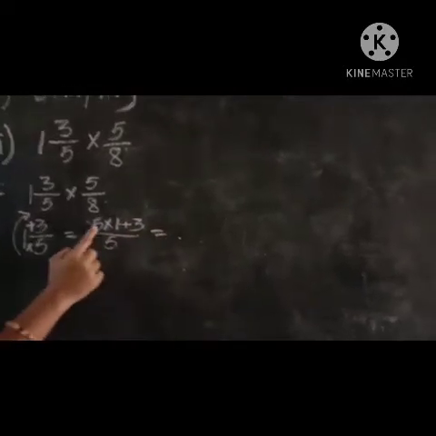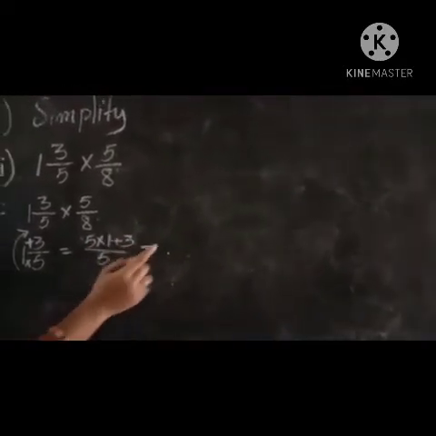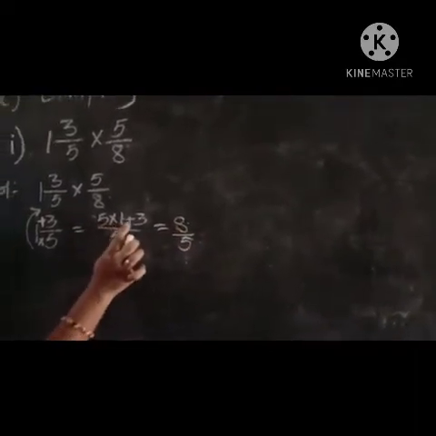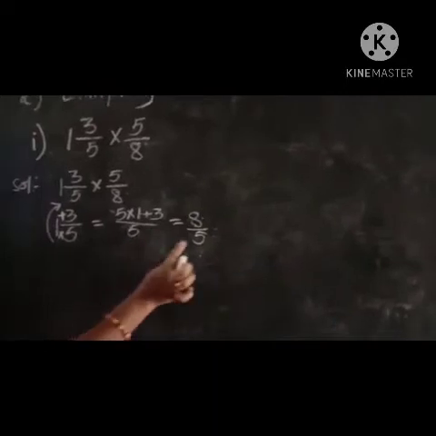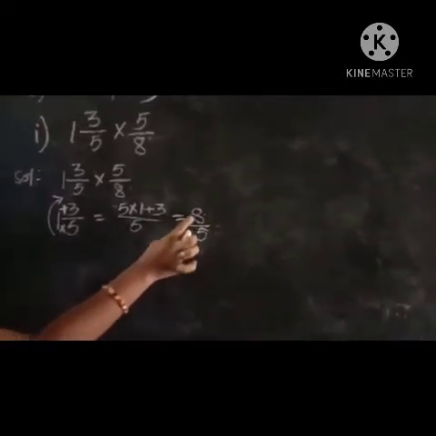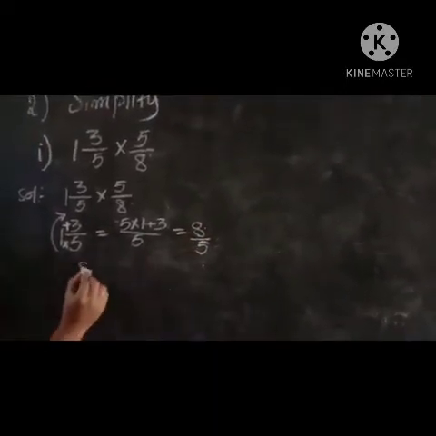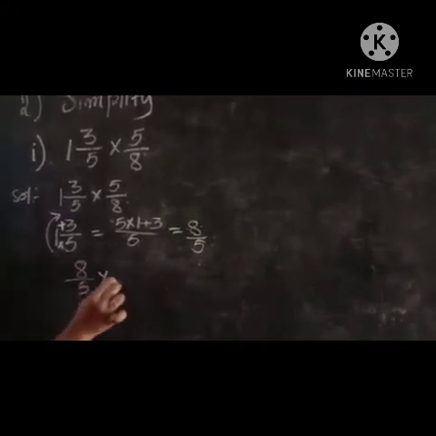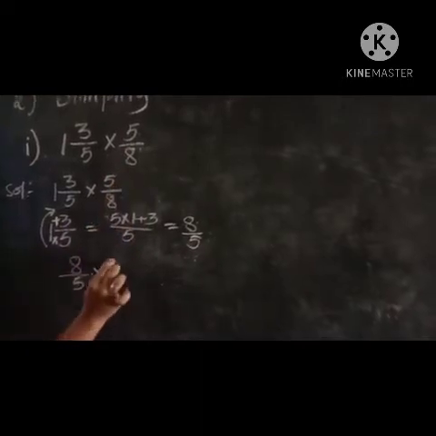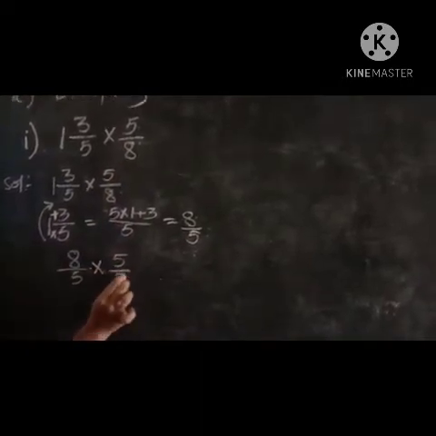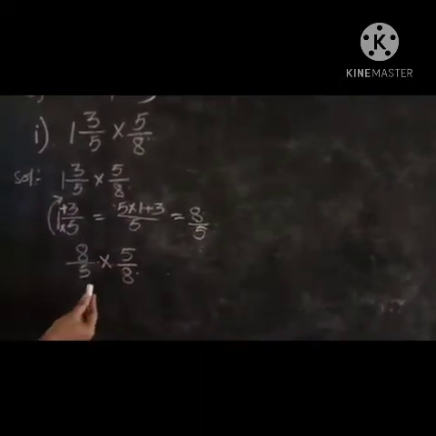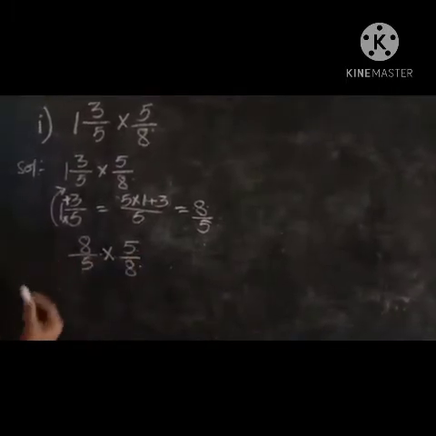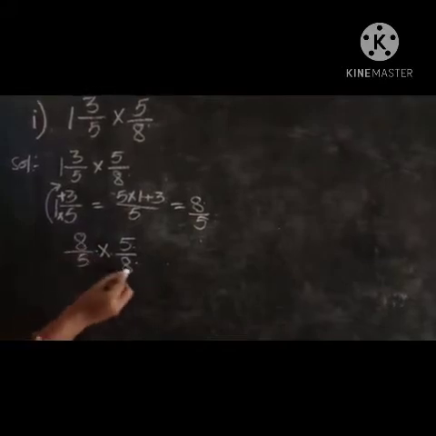Now write 5. 5 ones are 5. 5 plus 3 is equal to how much? 8 by 5. The denominator is constant, right, here 5. So 8 by 5 into 5 by 8. See children, observe this number. Here 8 is there, here also 8 is there. Here 5 is there, here also 5 is there. We have to simply cancel these two numbers.